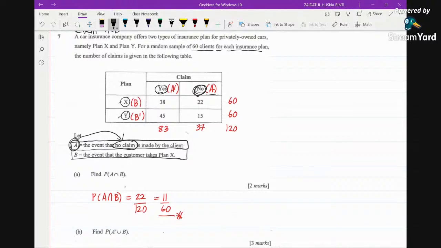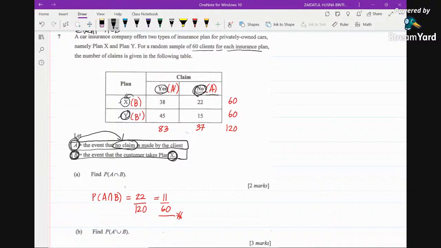And if A represents no claim, then we know for sure A prime will represent a claim being made, because it's the complement event. The B here represents the event that the customer takes plan X. So letter B is for plan X, which means for plan Y we use B prime, the complement event. We try to avoid using too many letters. We just use the letter A and its prime to represent the complement event, and we also use B and B prime to represent the complement event of B.